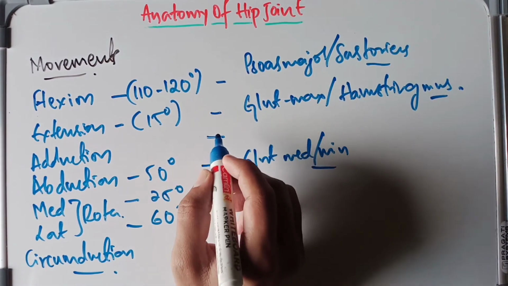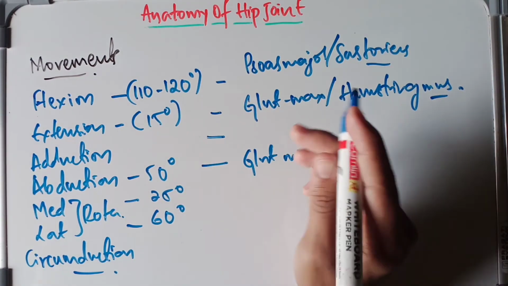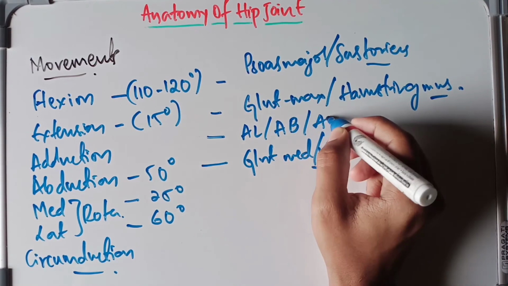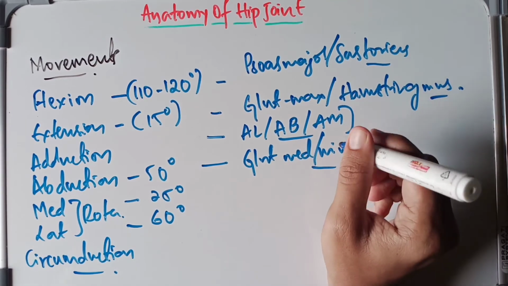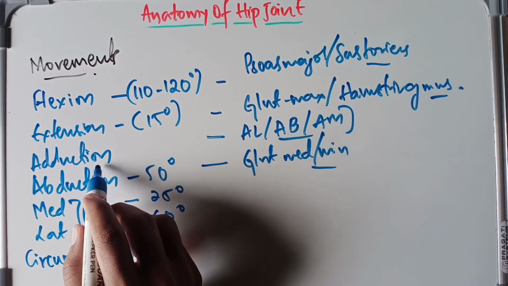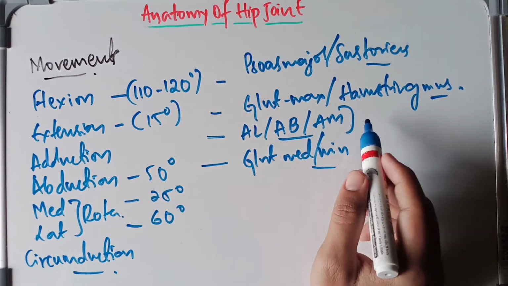And finally, when it comes to the adduction, it is by the adductor muscles, which are the adductor longus, adductor brevis, and adductor magnus. It also includes the gracilis and pectineus. So the adductor muscles help in the adduction of the hip joint: adductor longus, adductor brevis, adductor magnus, pectineus, and gracilis.